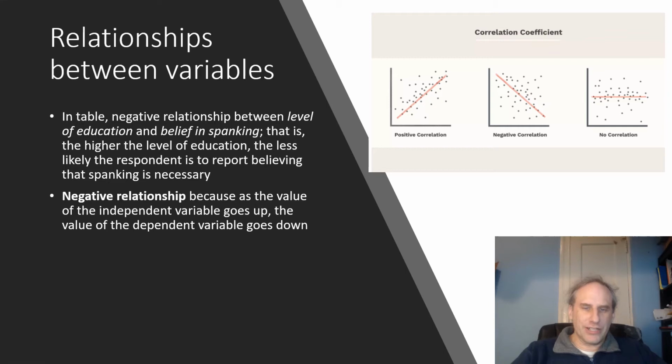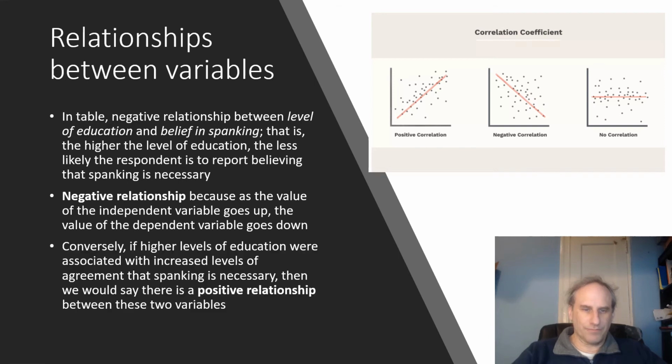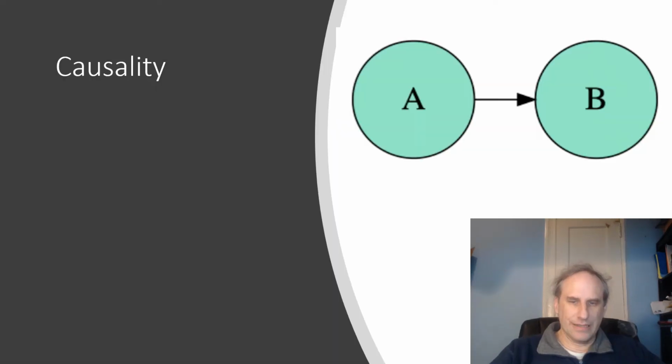A negative relationship is because, as the value of the independent variable goes up, the value of the dependent variable goes down. In this case, we're assuming the level of education is causing people's beliefs in spanking, so the level of education is the independent variable. As it goes up, the value of the dependent variable, the belief in spanking, goes down. Conversely, if higher levels of education were associated with increased levels of agreement that spanking is necessary, we would say there's a positive relationship between those two variables.